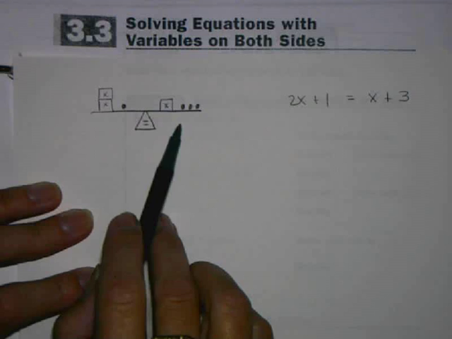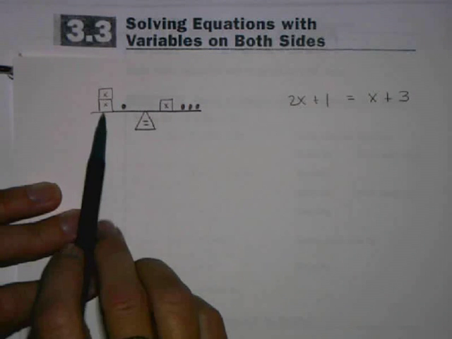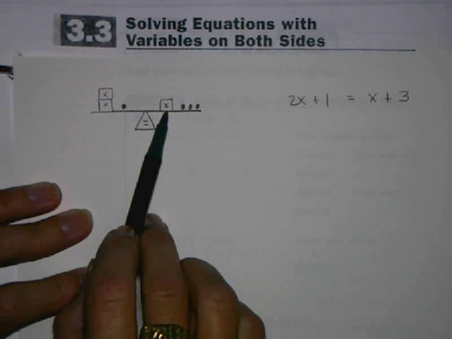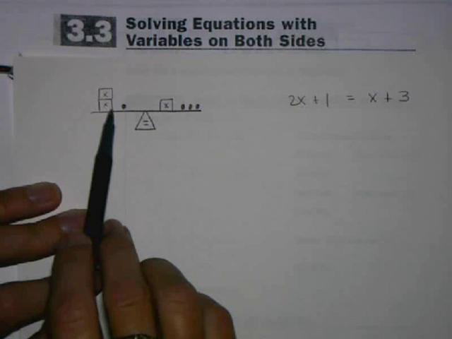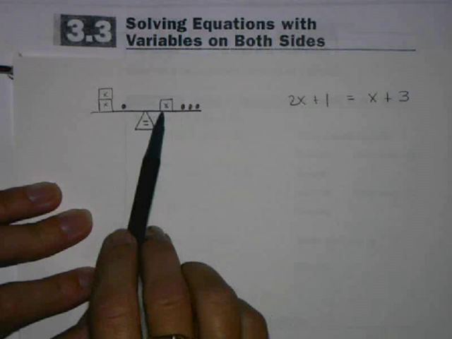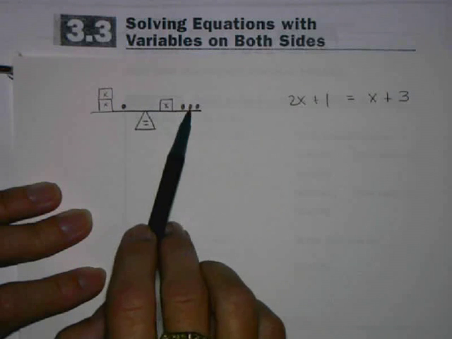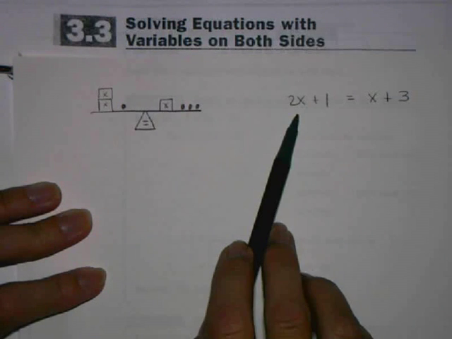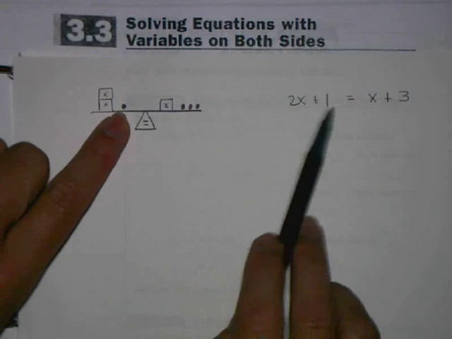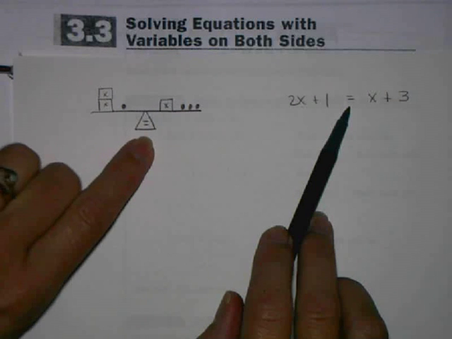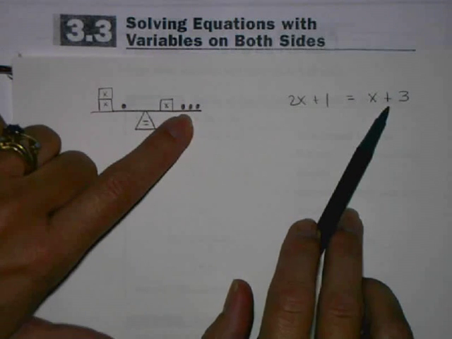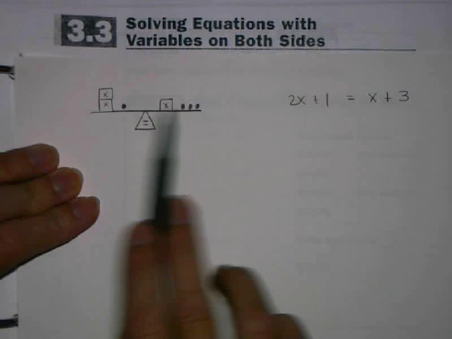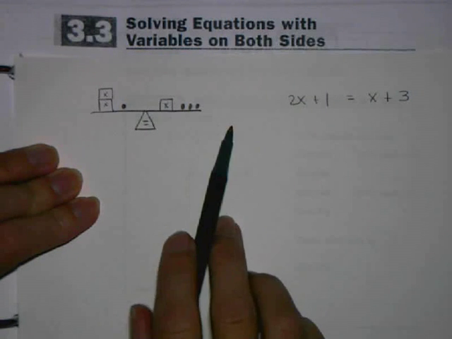So the balanced scale model shown here has x's on both sides of the equal sign. On the left-hand side, we have 2x's plus 1, and on the right-hand side, we have 1x plus 3 more. So shown here is the equation that matches this balanced scale model: 2x plus 1 equals, or balances out with, a single x plus 3. If we were to take a look just at the balanced scale model, what might we do first?